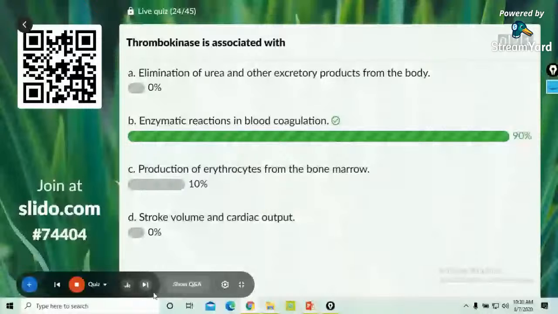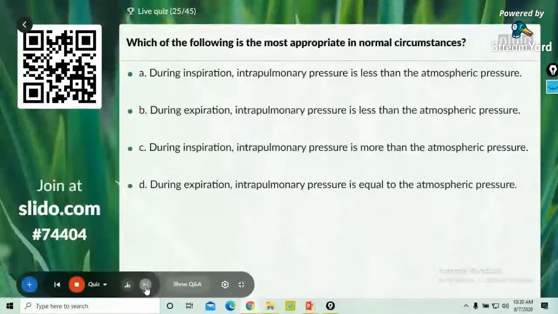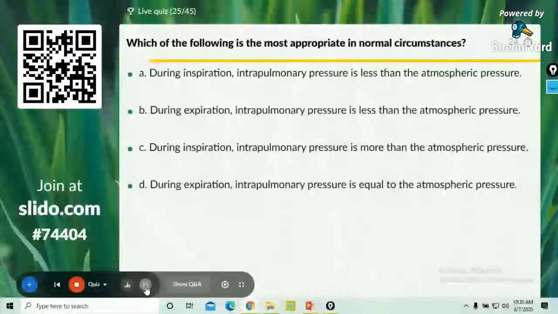25th question. We have 20 questions remaining. Which of the following is the most appropriate in normal circumstances? During inspiration, intrapulmonary pressure is less than the atmospheric pressure. During expiration, intrapulmonary pressure is less than the atmospheric pressure. During inspiration, intrapulmonary pressure is more than the atmospheric pressure. During expiration, intrapulmonary pressure is equal to the atmospheric pressure.